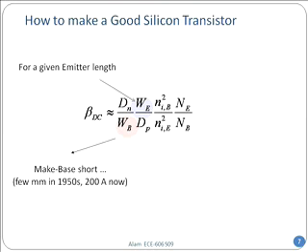what should I do? In order to get a large gain, I must make the base as short as possible. You can see base is in the numerator. Why does it make sense? Because if I make the base smaller, then the gradient of the electron concentration will be higher, right? Because from one side you are injecting from the emitter, on the other side you are collecting it, so the gradient will be higher, current will be higher. That's why you want a short base.